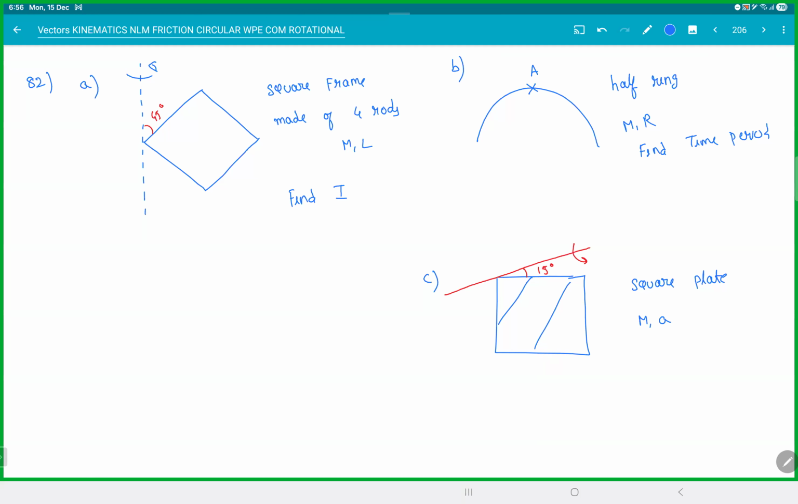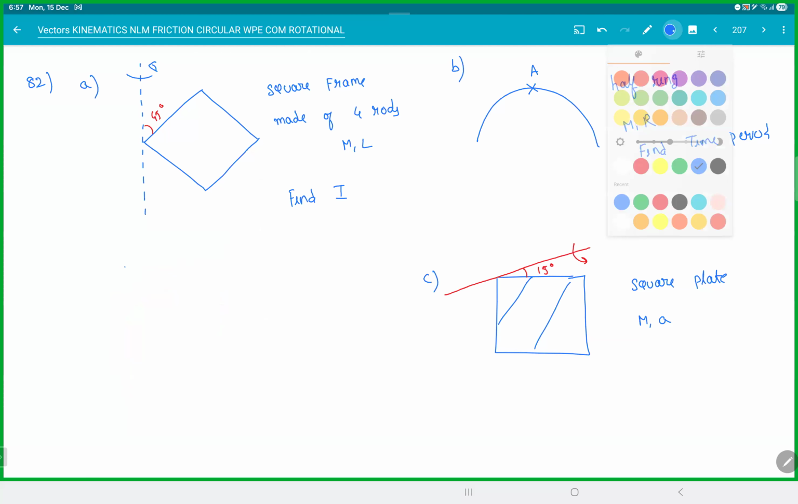So how to do the first one? Now, one way is you take the axis, you take this rod, and then you take this rod separately. But then the problem is the center of mass is here. We have to use the parallel axis theorem. It becomes lengthy. There's a better way.